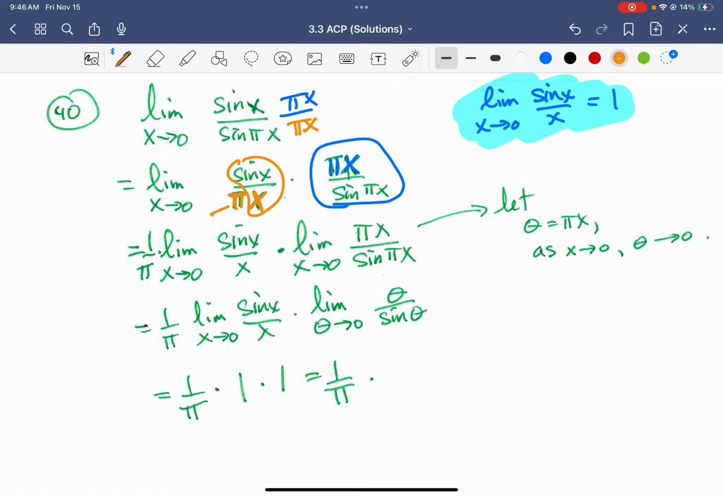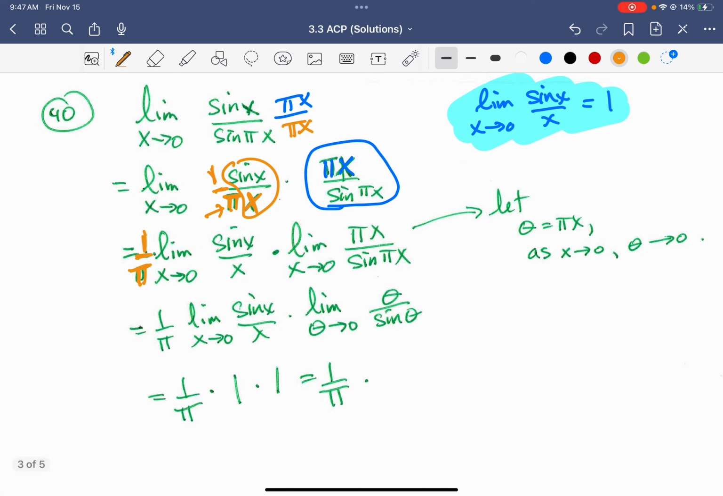So I have this little pi that's hanging out. I can pull it through because it's a constant. It's really 1 over pi. So I pull that out to the front, and then I have two limits I can solve. The limit as x goes to 0 of this, and as x goes to 0 of this, because the limit of the product is the product of the limits as long as they exist.